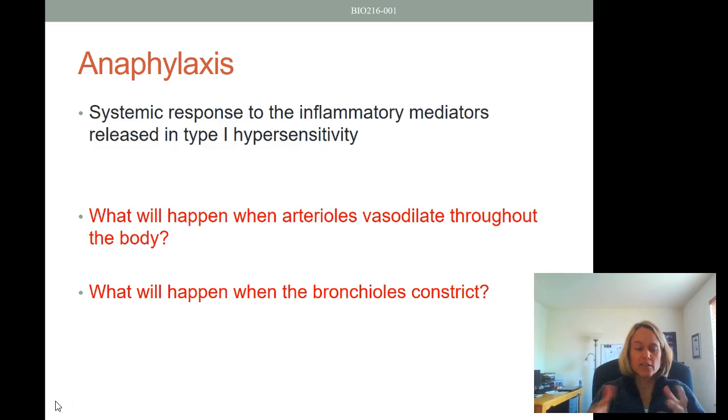If the arterioles throughout the body dilate, this is going to cause a decrease in peripheral resistance, and this is going to dramatically decrease the blood pressure. And this can lead to anaphylactic shock. When the bronchioles constrict, this is going to make it harder to get air in, and this is going to contribute to an emergency situation.